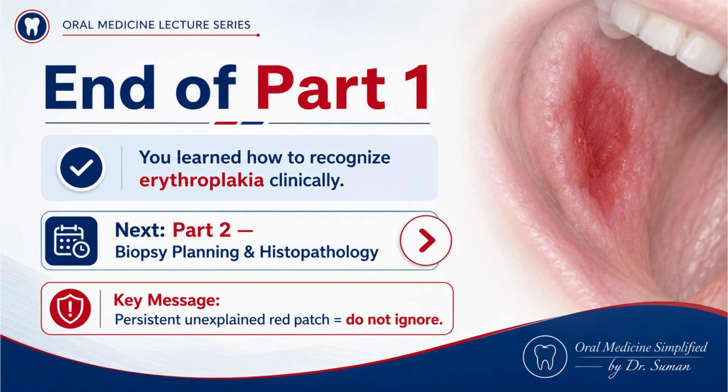In part 2, we'll move from clinical recognition to diagnostic confirmation. We'll discuss history taking in more detail, documentation, biopsy planning, incisional and excisional biopsy, adjunctive tools, and histopathology. And remember, if there is a persistent, unexplained red patch, you do not ignore it.